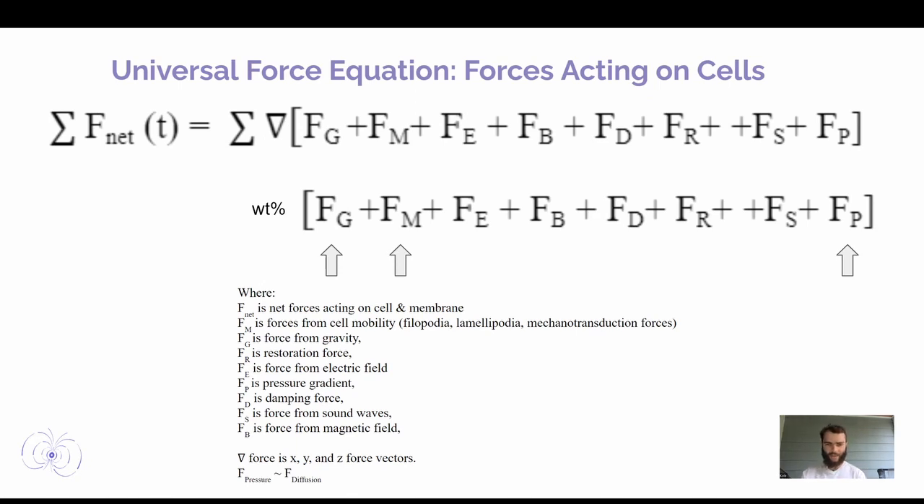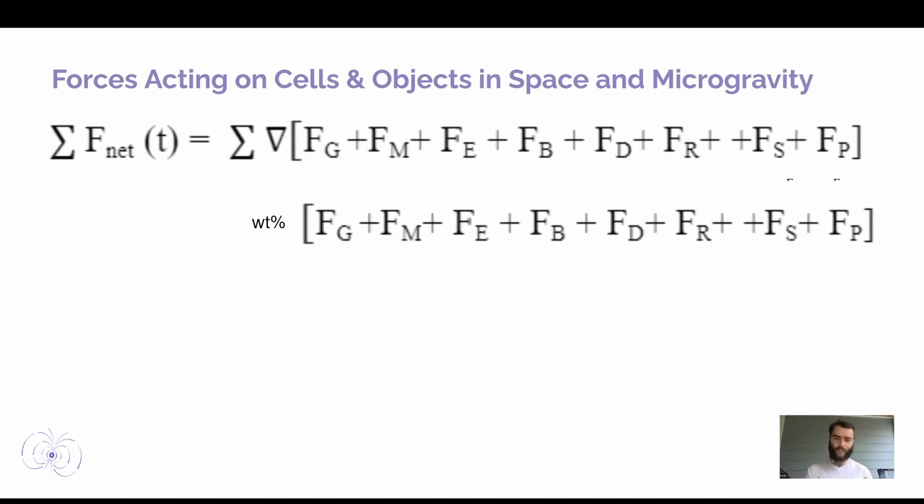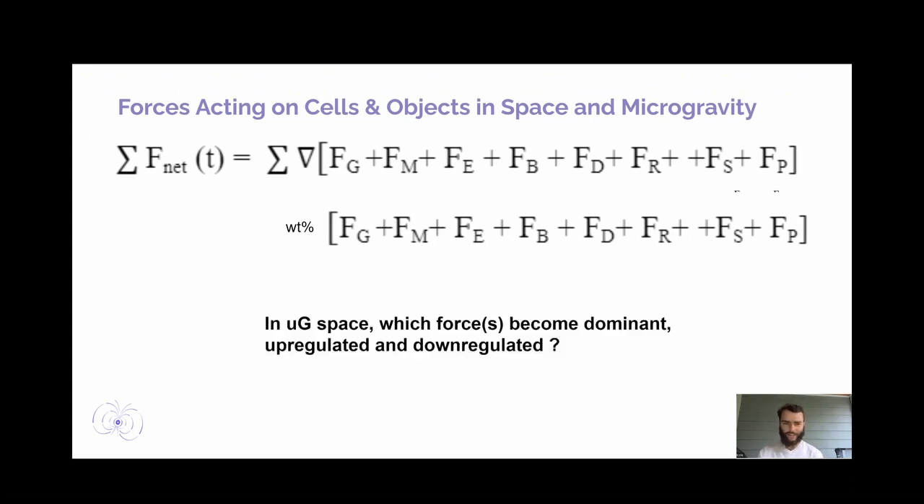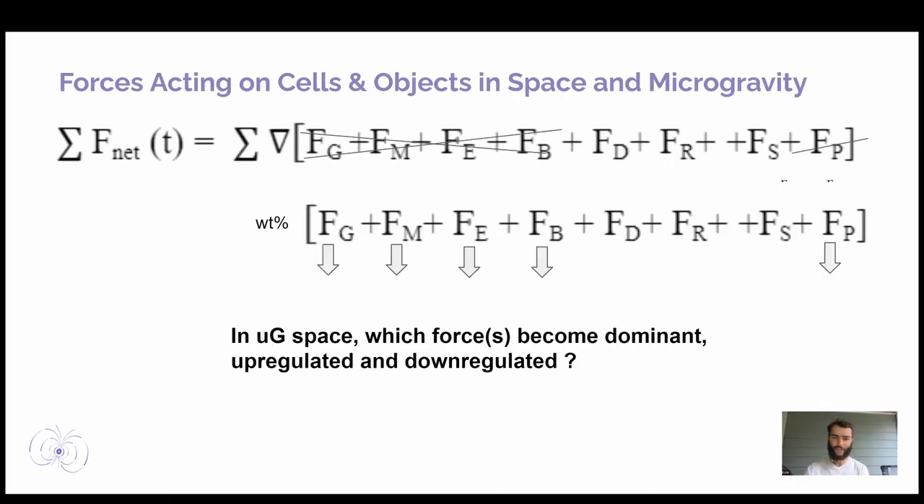And I know a lot of us are space nuts here, and we can say, hey, how does this apply in space and microgravity? Whereby each force can be assigned a certain weight percentage value. And let's guess, which of these forces are not going to be as prevalent. So the question is here: which forces become more dominant, upregulated or downregulated? And it turns out we're actually at a lack of almost half of these forces. The force from gravity, mobility, electric field, the magnetic field, and the pressure largely are minimal or non-existent in microgravity.